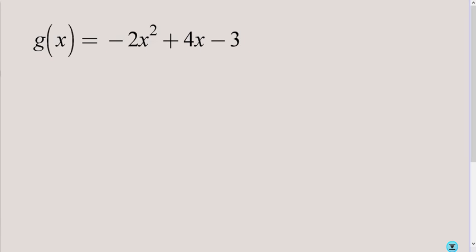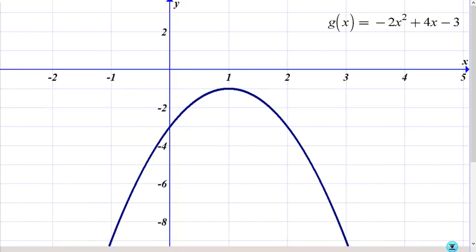Let's look at another function. g of x equals negative 2x squared plus 4x minus 3. Without going through the details of calculating g of x, let's draw it right away, and this is what we get. Now, what's interesting in this case is that the curve is concave down. Again, we have an axis of symmetry, in this case at x equals 1. And the vertex, because it's concave down, is a maximum. It's the maximum point on the curve. There is no value that is higher up.